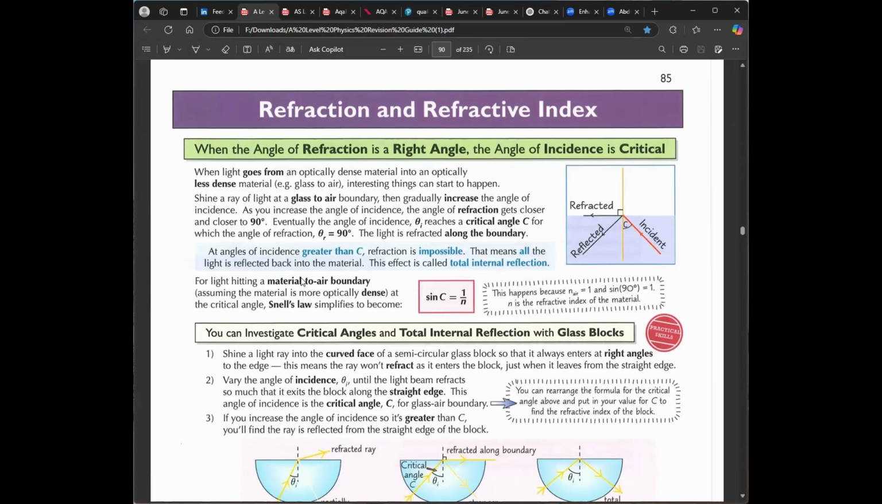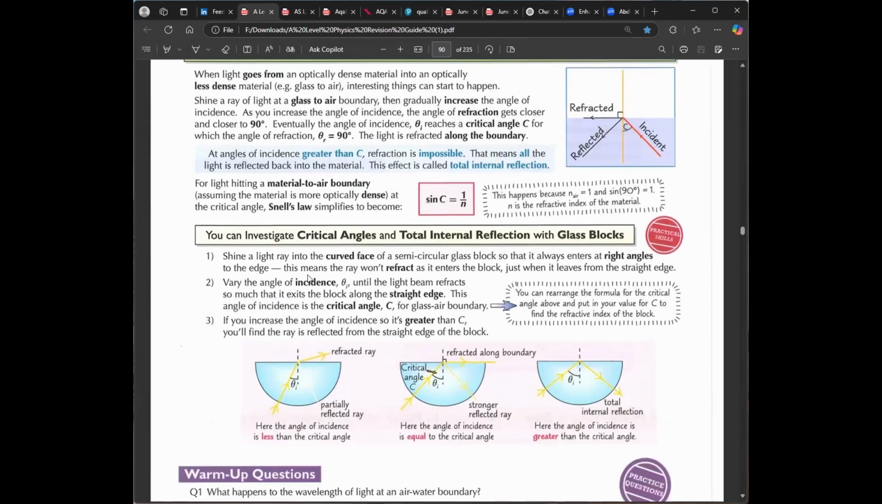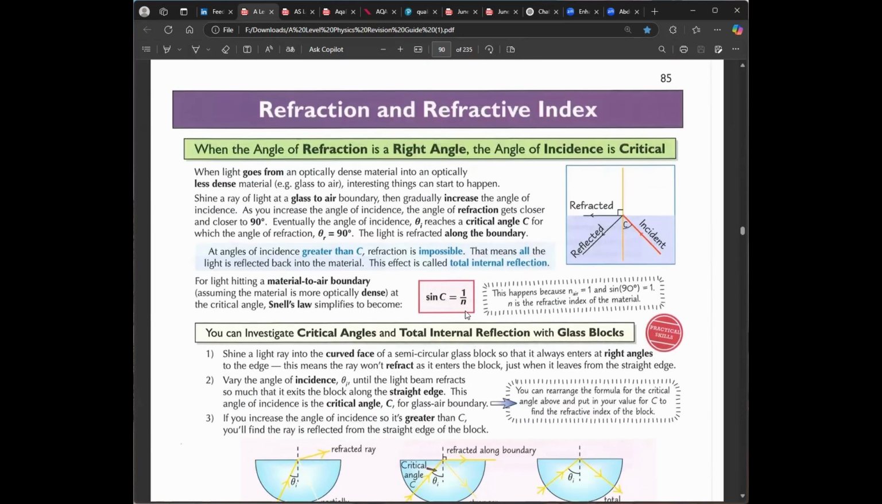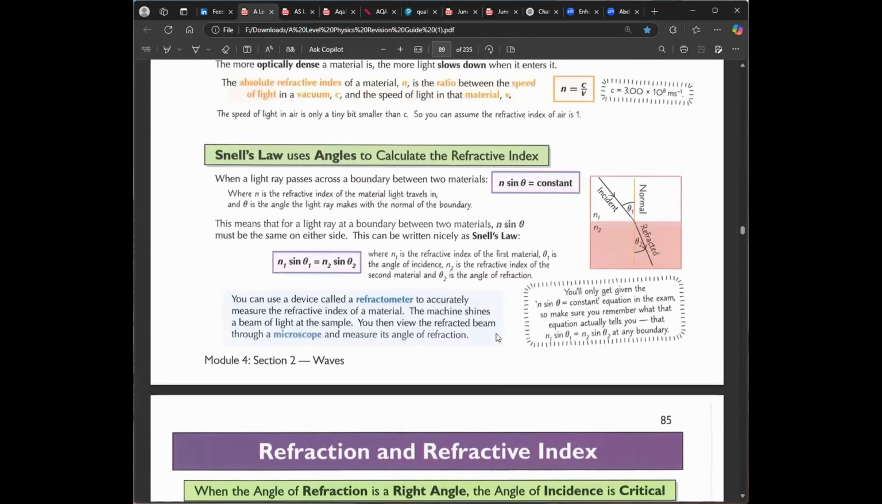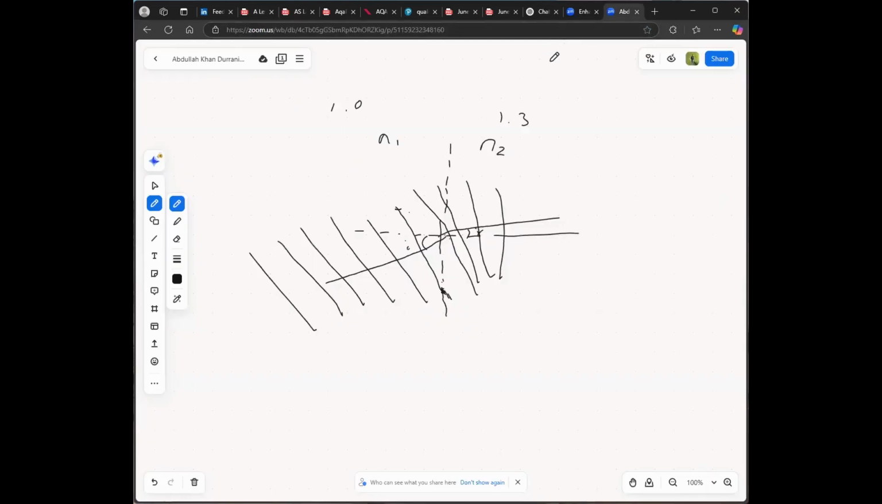So do you guys know what critical angle is? Anybody knows what critical angle is? No? Okay. All right. So critical angle is basically, okay, as I told you, when light goes from, so I told you the other way. So yeah, let me just go back to this.